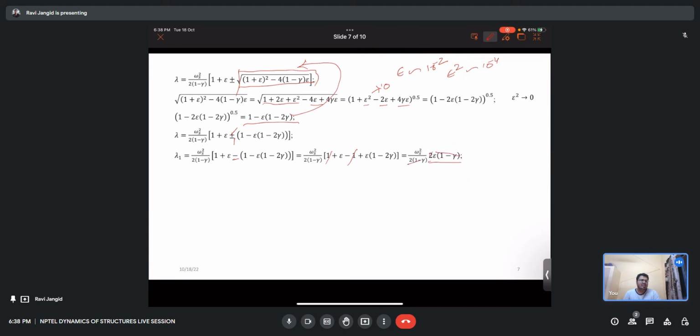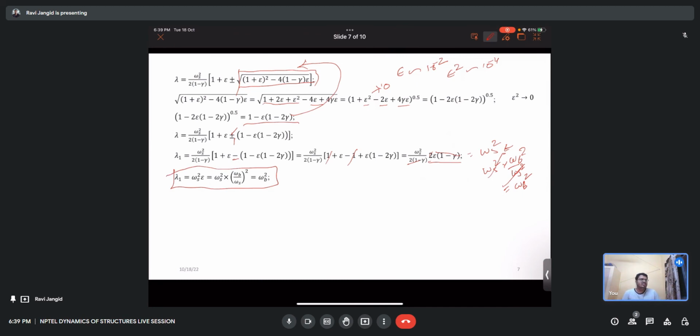So finally I am left with ωs² times ε, and as ε I know is ωb² by ωs², that will cancel out, so that will remain as ωs². So my λ1 becomes ωb². Okay, so that will be left as ωb².